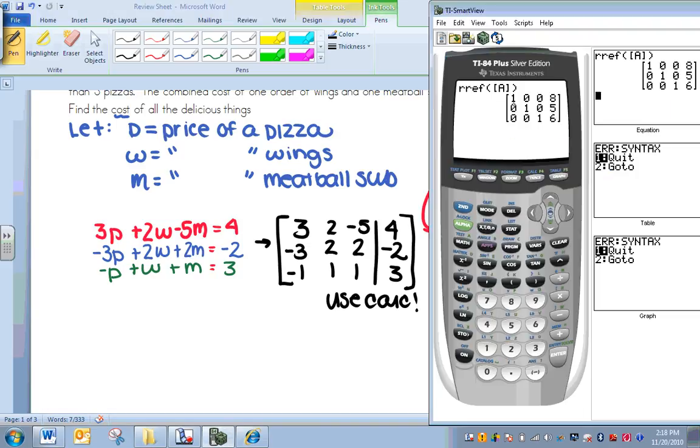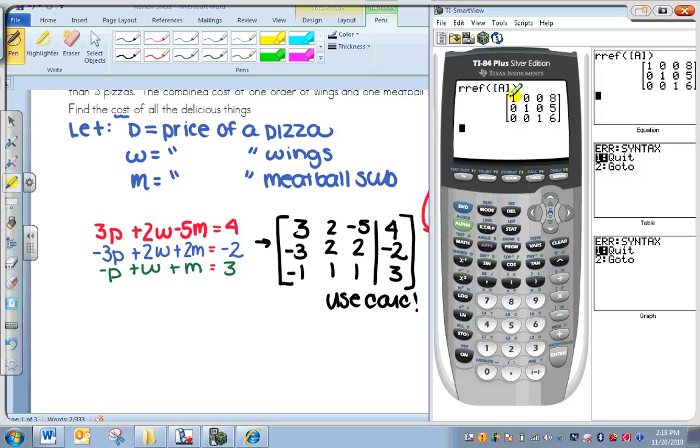So if you look at this, I've got 1, and since it's in this column, it's pizza. So 1 pizza costs $8. 1 order of wings costs $5. And 1 meatball sub costs $6. And that's our answer. Easy as pie.